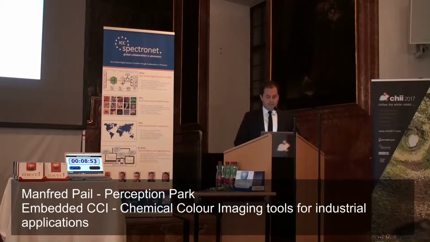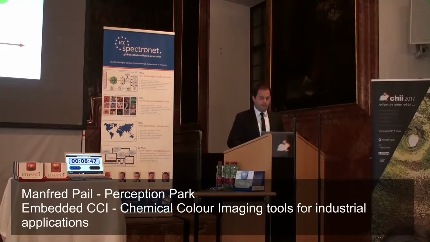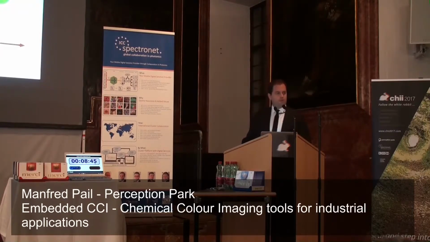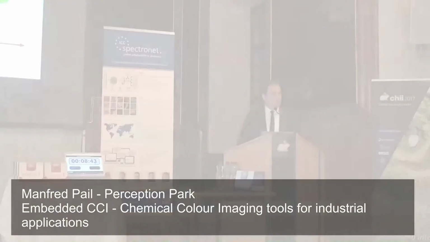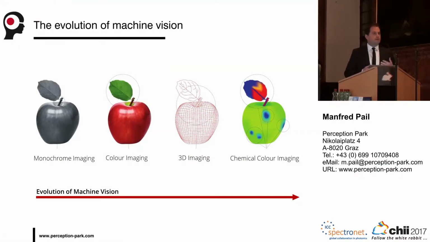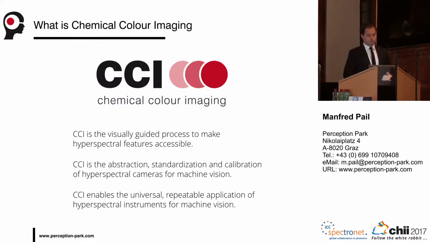Today I'm going to tell you a little bit about chemical color imaging for industrial applications. So let's have a look at the evolution of machine vision, starting with monochrome imaging, color imaging. In the past few years we were talking a lot about 3D imaging, and now industry gets more and more interested in the chemical properties of objects. But what is chemical color imaging?